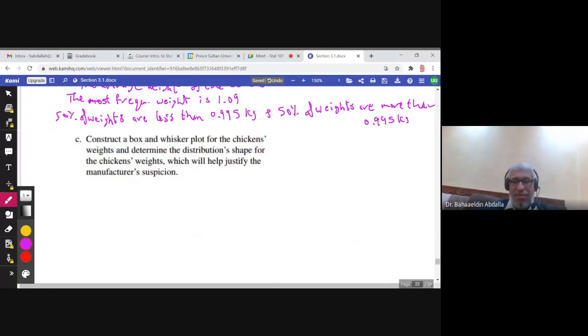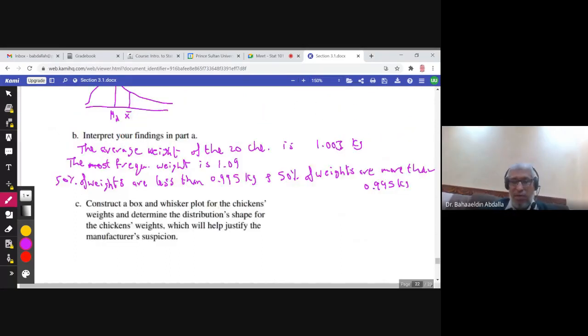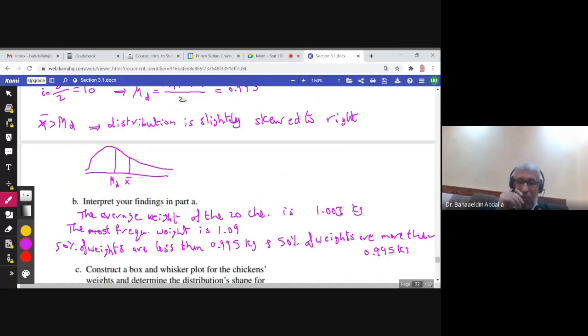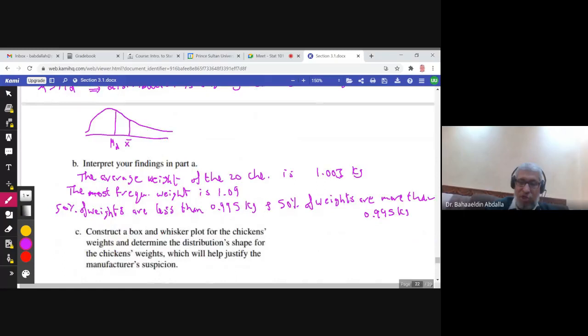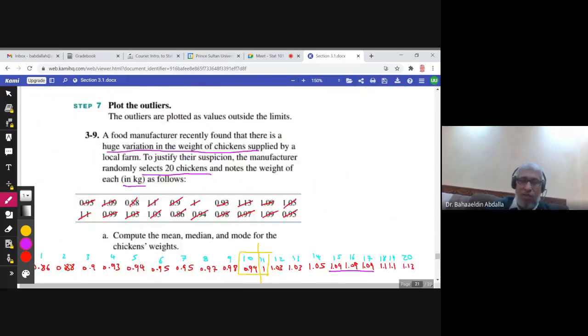Okay, part C, construct a box and whisker plot for the chicken's weights and determine the distribution's shape. Already we determined the distribution's shape, but we can also determine the distribution's shape from the box plot. Let me tell you how.